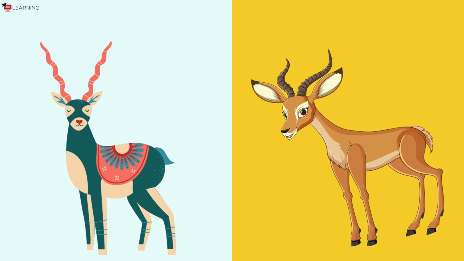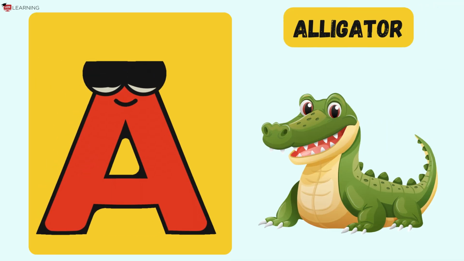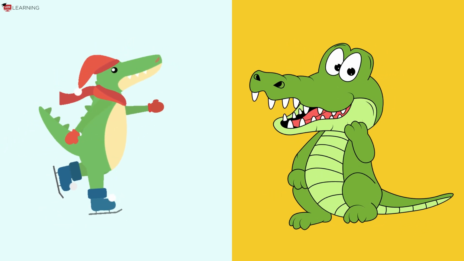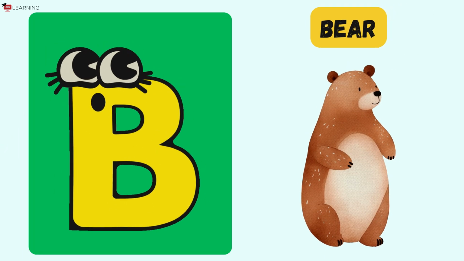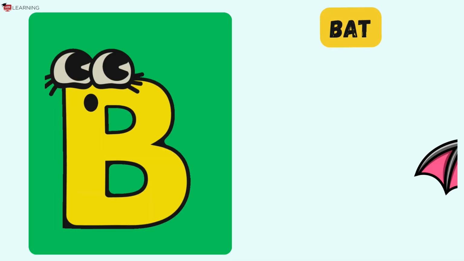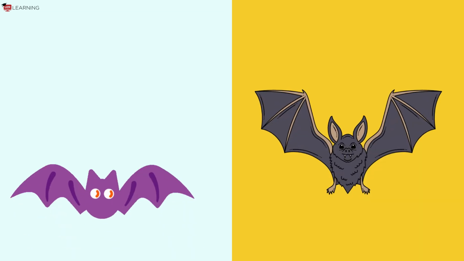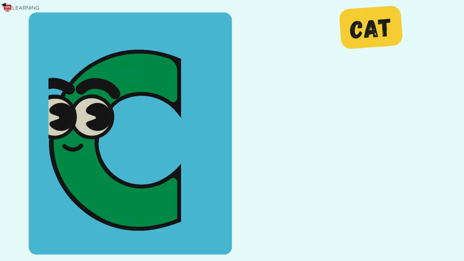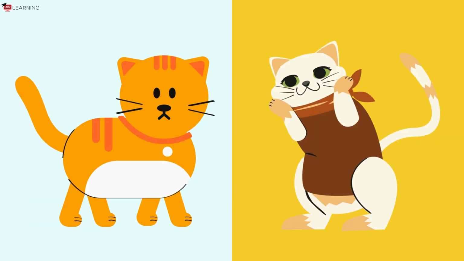A is for antelope, alligator. B is for bear, bat. C is for camel, cat.